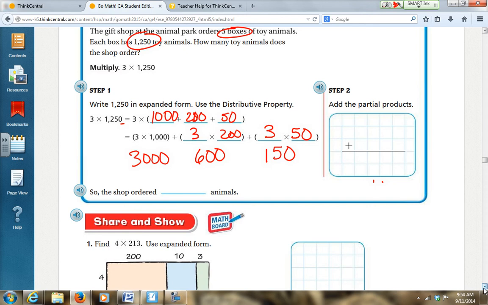Okay, now what am I going to do, Terry? So now you're gonna add them up. I'm going to add all these numbers. And they gave us this box over here to do that. That's very nice of them. So we have 3,000, we have 600, and we have 150. What's 0 plus 0 plus 0? 0. What's 0 plus 0 plus 5? 5. What's 0 plus 6 plus 1? 7. And 3 plus 0. Yes! I knew it. The answer is 3,750 animals.